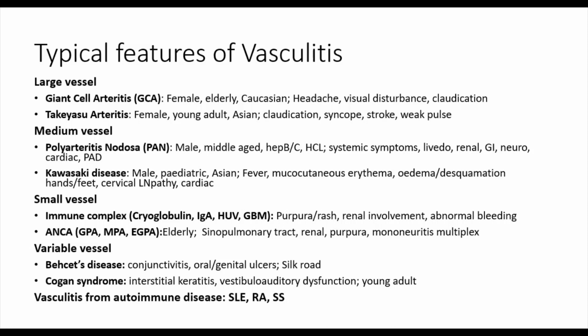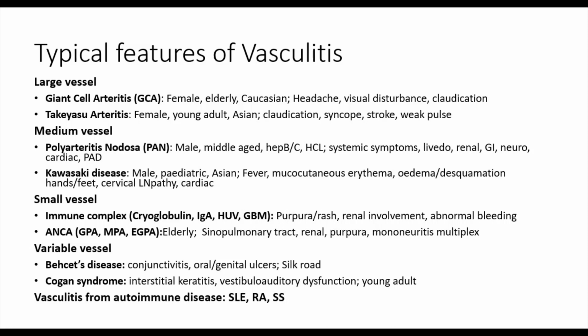Next, we have the variable vessel vasculitides, which includes Behçet's disease and Cogan syndrome. Behçet's disease is considered rare but has a higher incidence in countries along the Silk Road, so particularly Middle Eastern and Asian countries, and has the hallmark feature of oral and genital ulcers, which can be very severe, as well as conjunctivitis, which reflects small vessel involvement. However, there can also be medium and large vessel involvements leading to neurological and gastrointestinal manifestations. Behçet's disease is unique in that it can affect both arterial and venous vasculature of variable sizes.